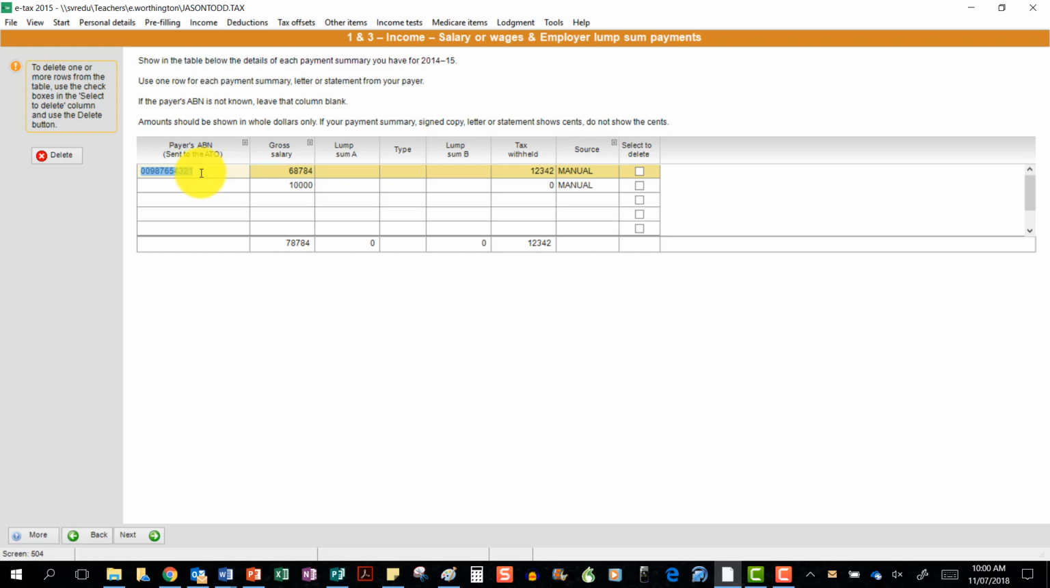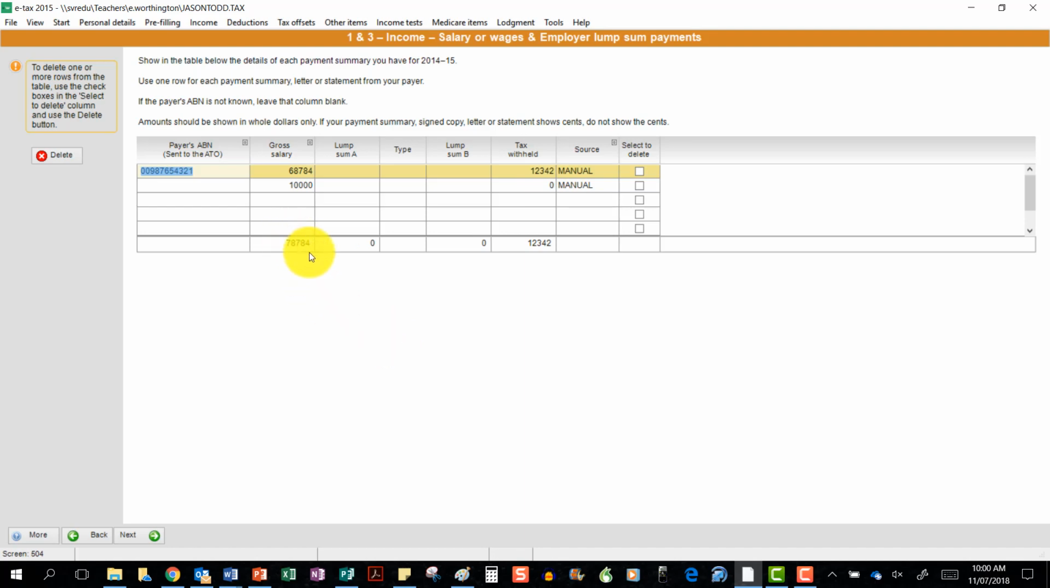So the salary was for being a wing commander, and they have an ABN, so you need to type that in. Then the gross salary, you'll have to calculate this and then type it in as a gross salary and the tax withheld. He also worked from home and got the $10,000 and there was no tax withheld for that. So we put in a 0 there.